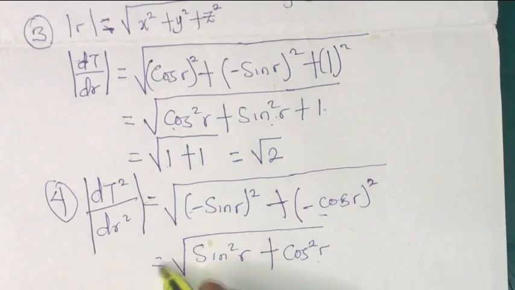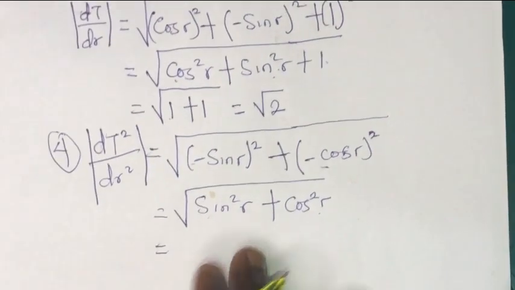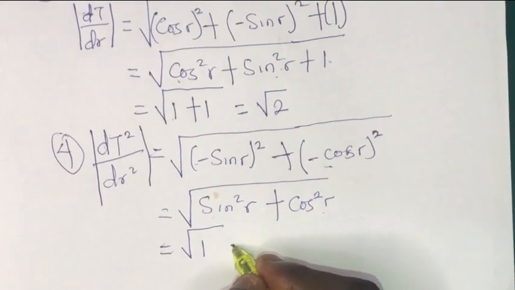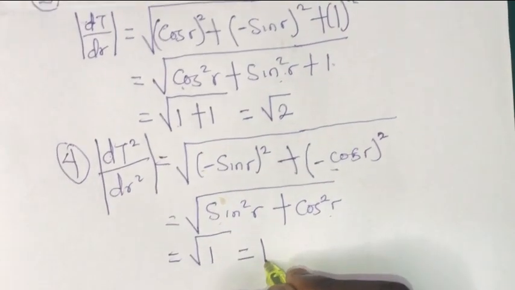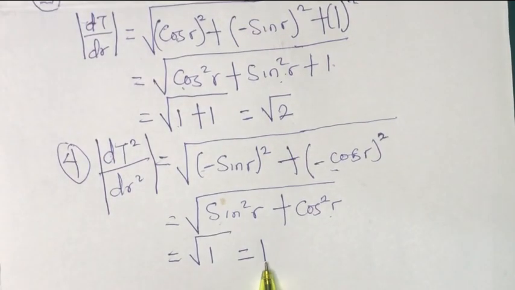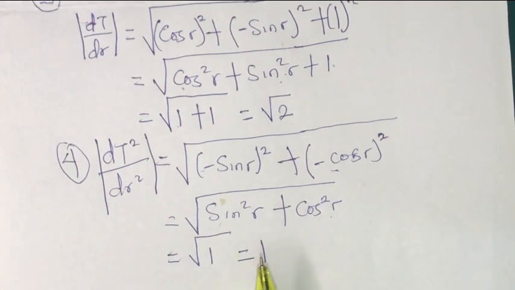Knowing that sin squared r plus cos squared r is what? It is 1. Then the final answer here will be the square root of what? 1. And then the square root of 1 is 1. So this will be your final answer for this question. Do you understand that now? So let us go to the second example now.